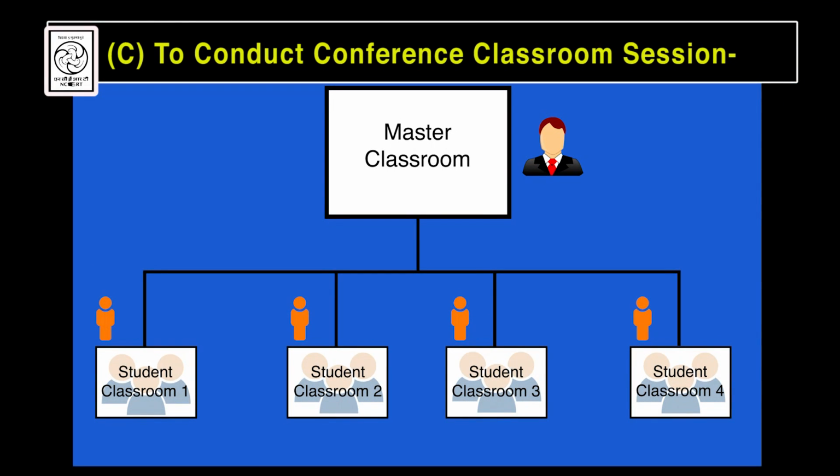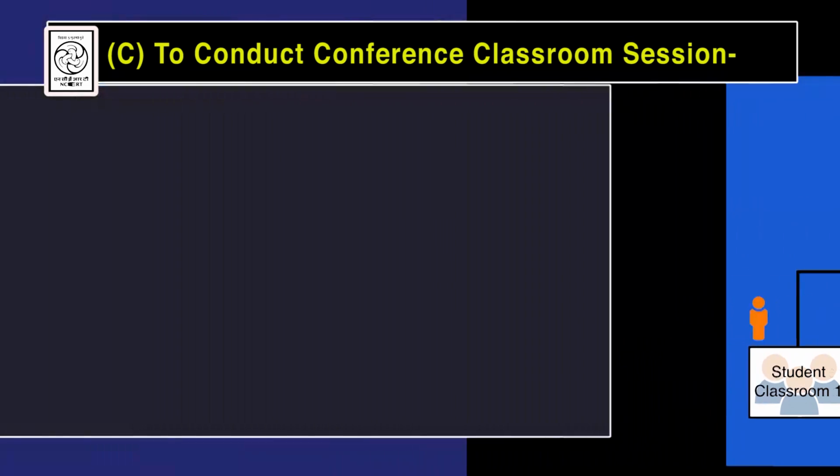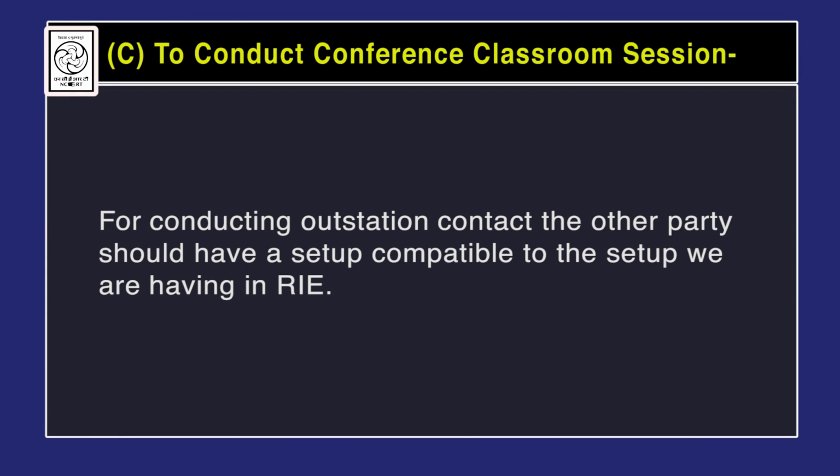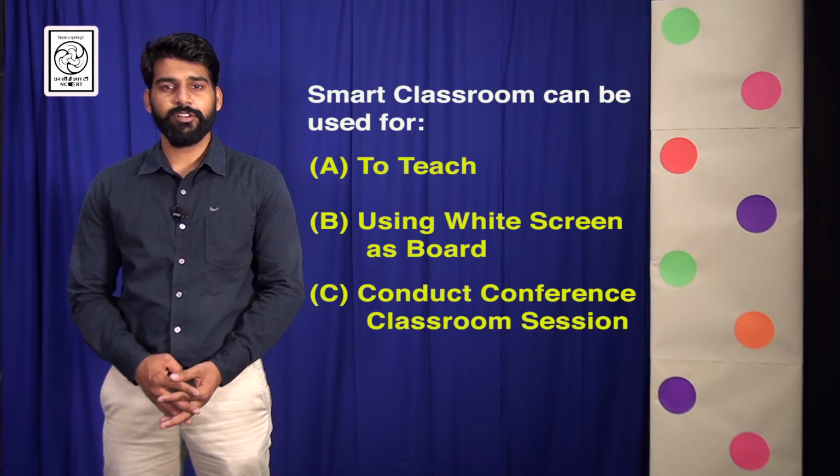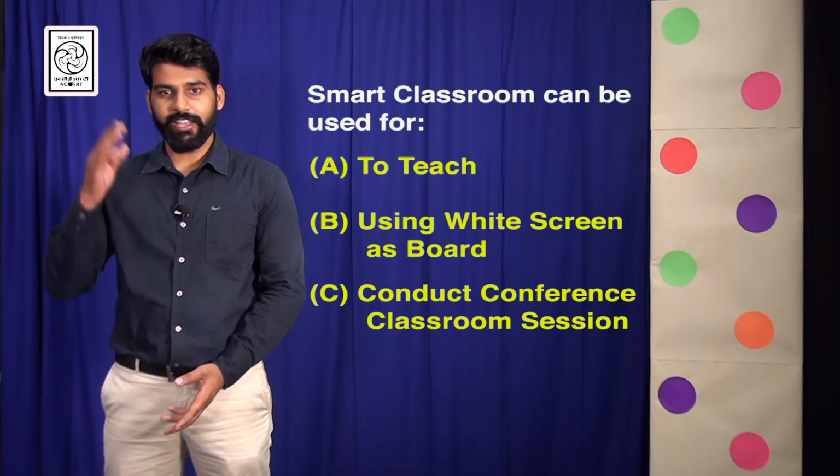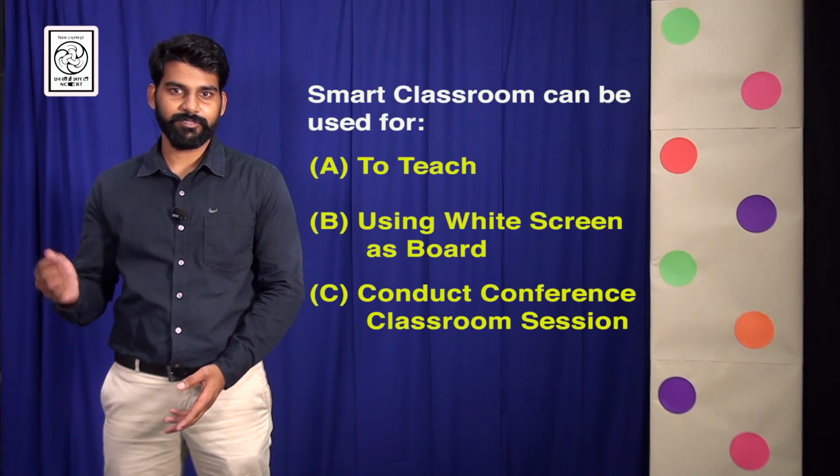C. To conduct conference classroom session. Advanced use of the classroom is to conduct conference classroom session within campus or from some other institute located outstation. For conducting outstation contact, the other party should have a setup compatible to the setup we are having in RIE. In this tutorial further, we will now focus on point A and point B.